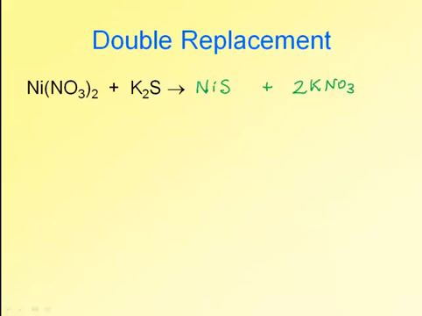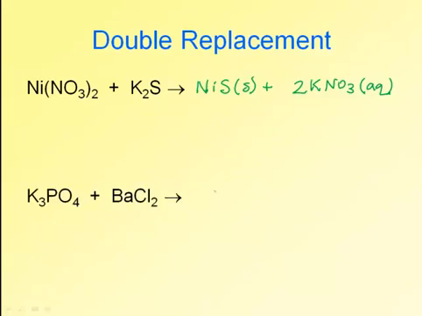Now use the solubility rules to label your products. Sulfides are insoluble except for group 1, group 2, and ammonia. The exceptions don't include nickel, so nickel sulfide is insoluble. We write an S. Nitrates are always soluble, so write AQ for KNO3.